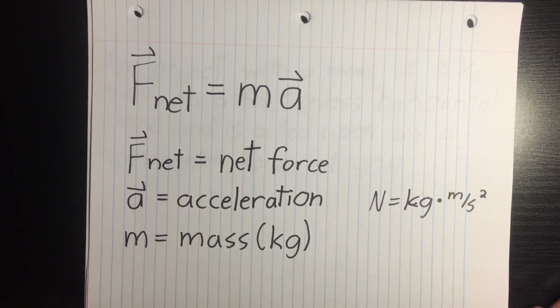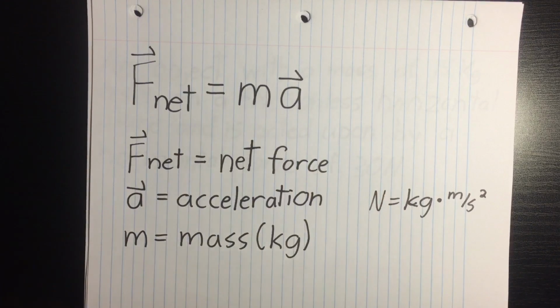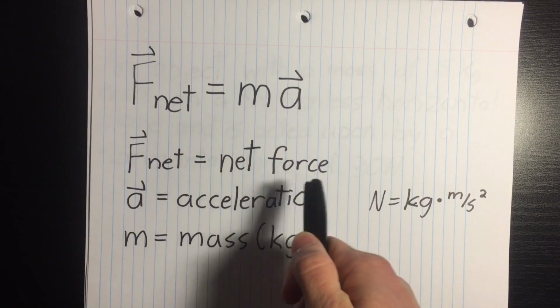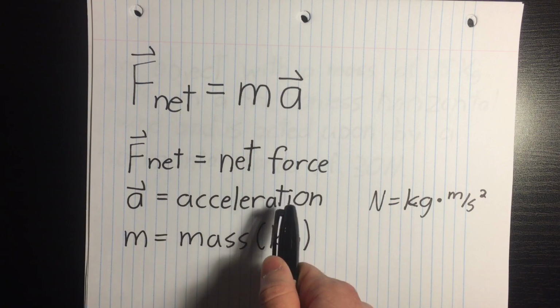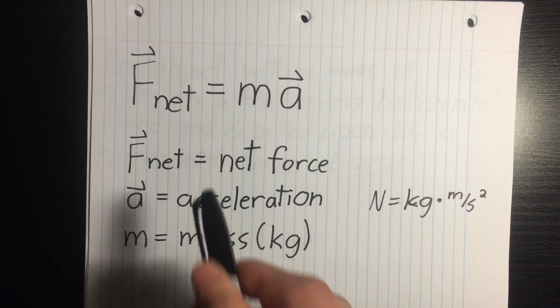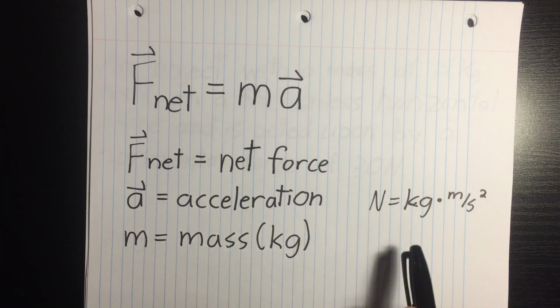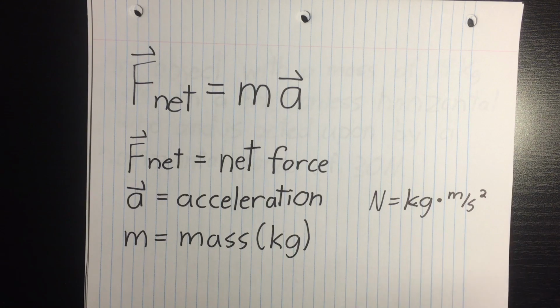Newton's second law is represented by the formula F net equals ma, where F net stands for net force, a stands for acceleration, and m stands for mass in kilograms. F net is measured in newtons, which is a kilogram times a meter per second squared.